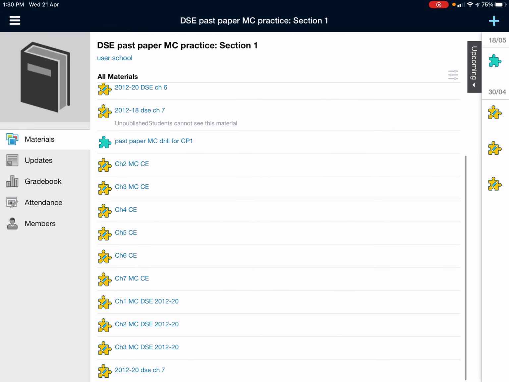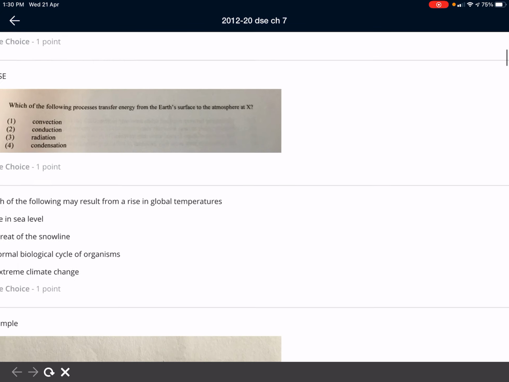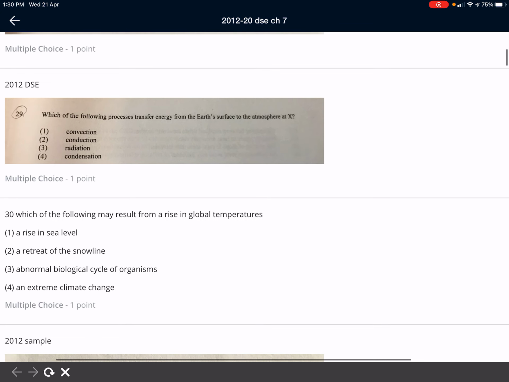Actually, you can find out here, which is talking about the basic ways of heat transference, which you should have learned in IS. Okay, how is the heat being transferred? First of all, convection, and then conduction, and then radiation. You should have learned this in IS. Okay, 1, 2, 3 only. Condensation is not the case.